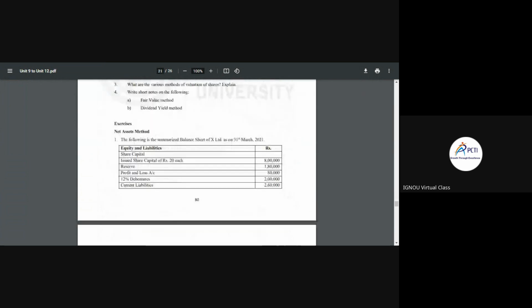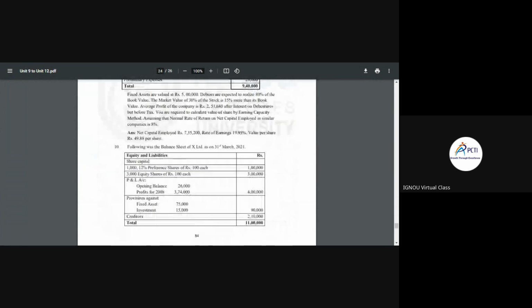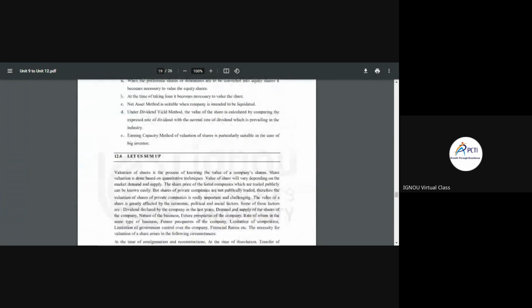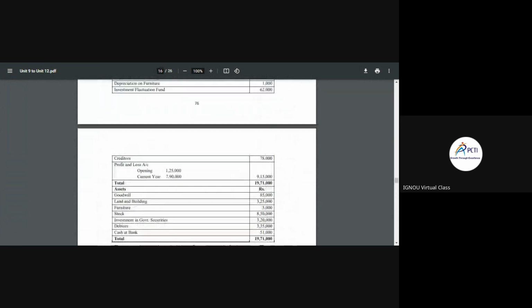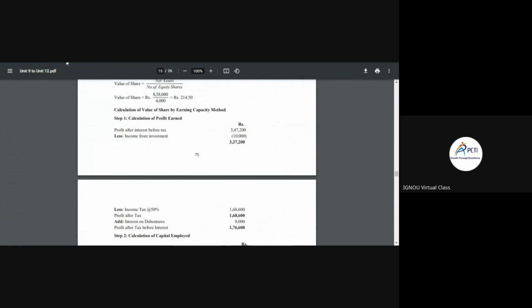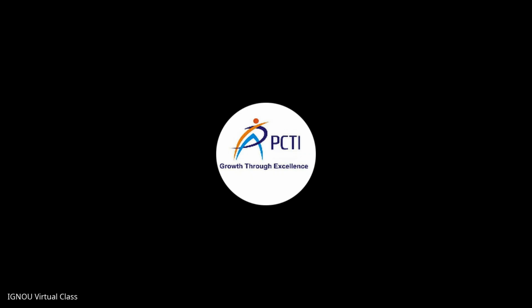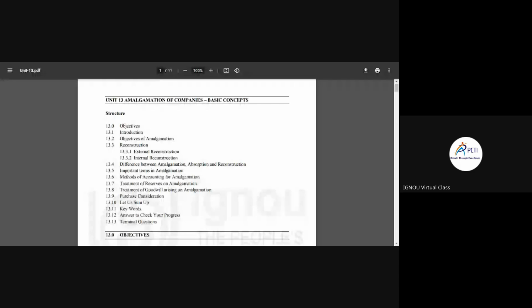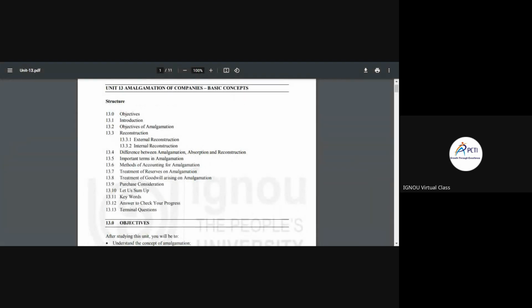So this is basically our 12th unit of block 3, and block 3 is completed. So we will discuss our next unit, that will be unit 13, but it's from block 4. Block 4, unit 13, topic is amalgamation of companies and its basic concepts.